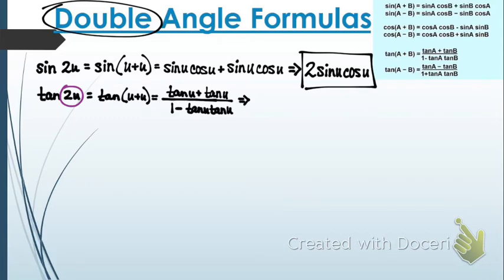Can I simplify that numerator at all? 2 tan u over, can I simplify the denominator at all? Oh, no. 1 minus, what'd you say, Amaya? Tan squared u, because it's tan times tan. Beautiful. We've just derived 2 of our double angle formulas. Let's do the last one. Let's do cosine.